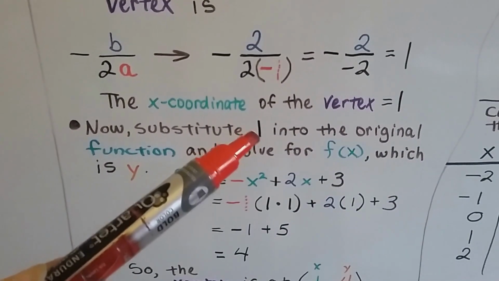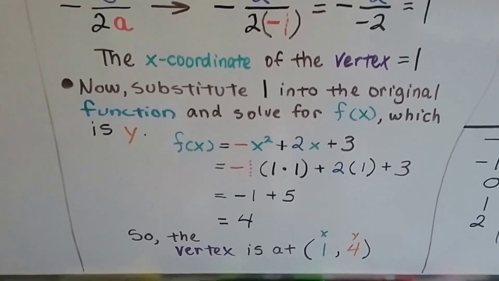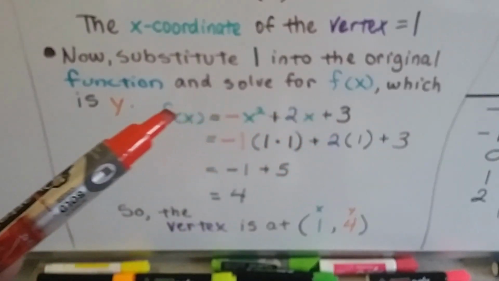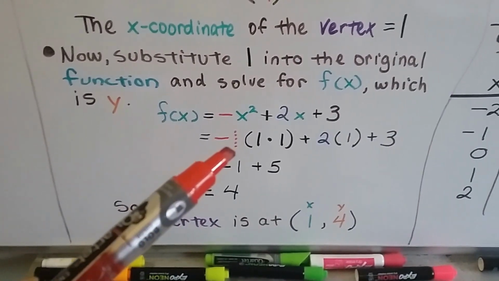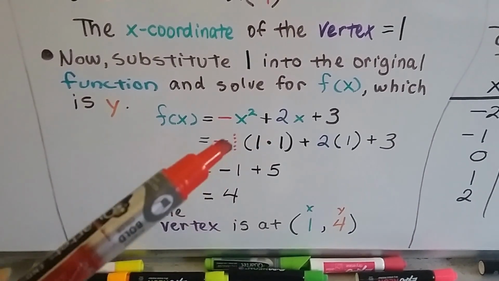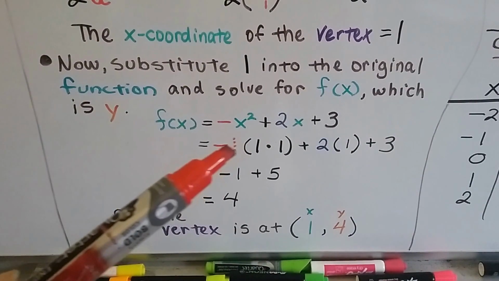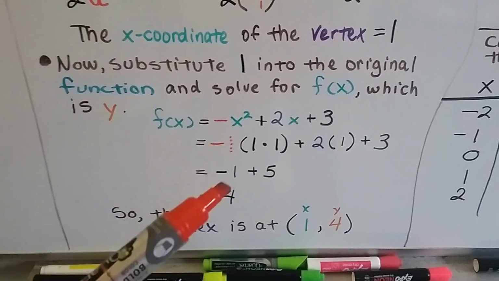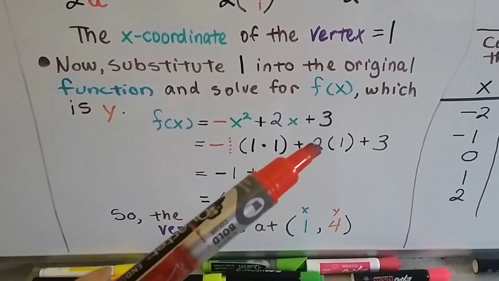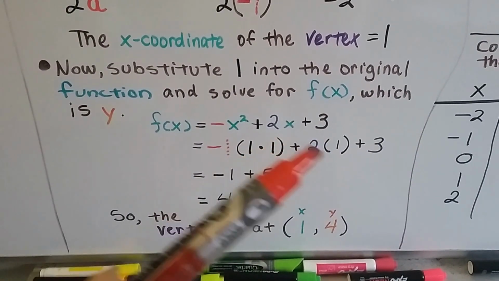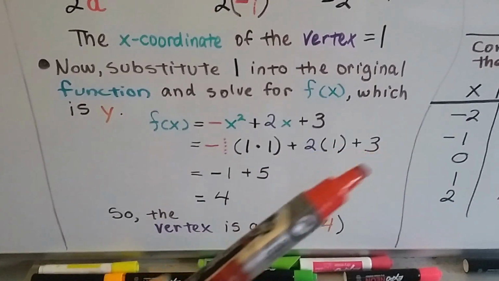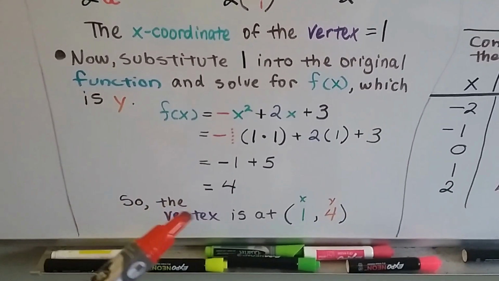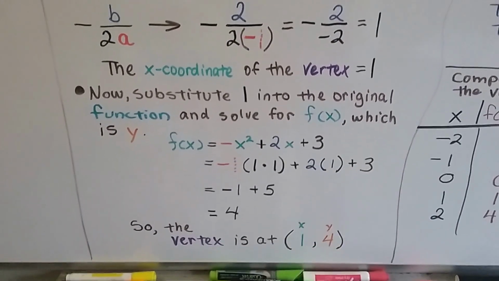Now we substitute that 1 into the original function and solve for the function of x, which is y. So here we have our original equation up on the top, okay? We plug in our 1 right here. We've got our negative 1 here, that invisible one. 1 times 1 is 1, times negative 1 is negative 1. And 2 times 1 is 2. See, we're plugging the 1 in for x. 2 times 1 is 2, and plus 3 is 5. So now we have negative 1 plus 5. So we know the function of x is 4. The vertex is going to be at 1 for x and 4 for y.